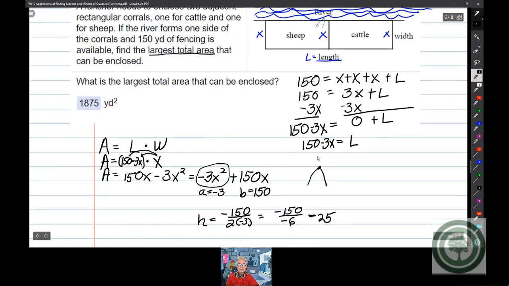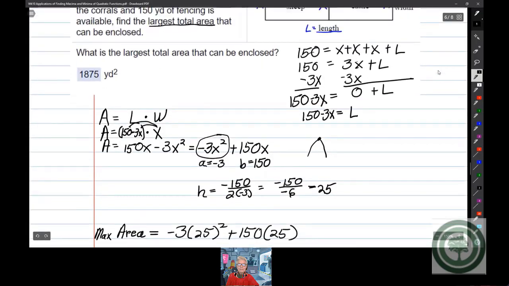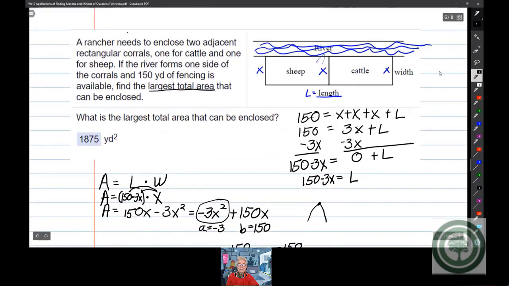One of the hardest problems I had when I was a college algebra student, max and min problems, was trying to figure out what is h and what is k. And so I had to spend a lot of time thinking about it. The h is in the x position and the k is in the y position. So in particular, the h is going to be the x that will maximize the k if you have a situation like this.